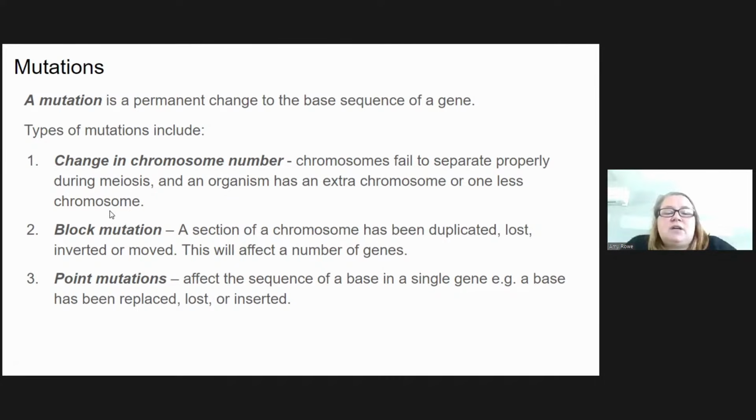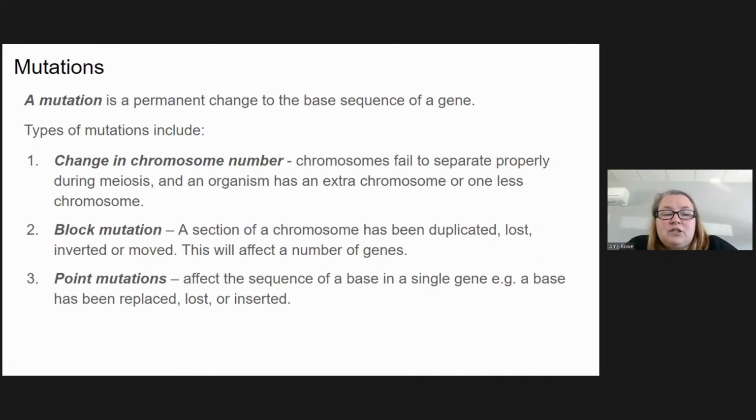You can have a block mutation. This might be where a section of a chromosome has been duplicated or may have been lost. It may have been inverted or turned around, or it may have been broken off one chromosome and attached to a different chromosome, which is a type of mutation called a translocation.